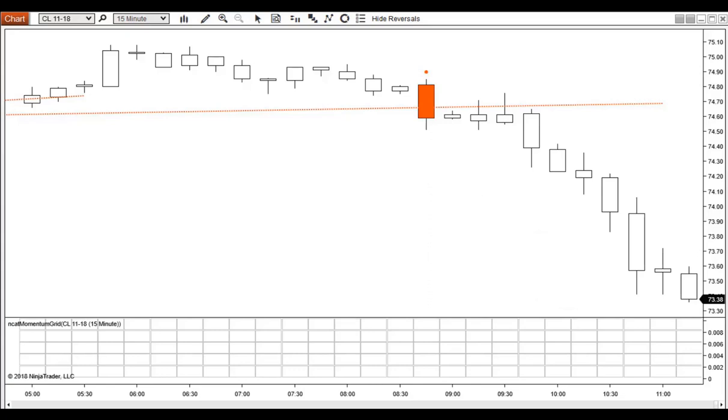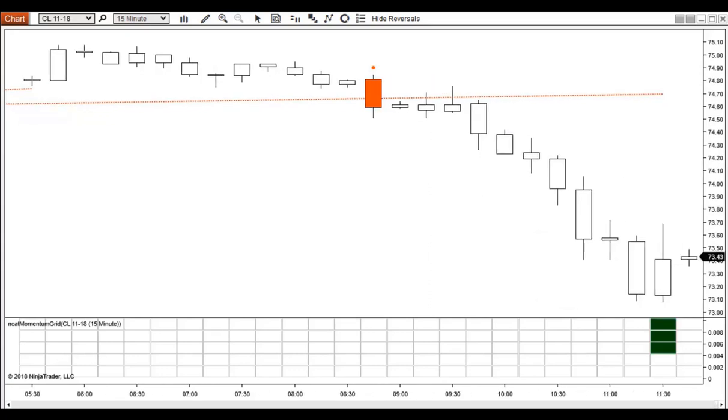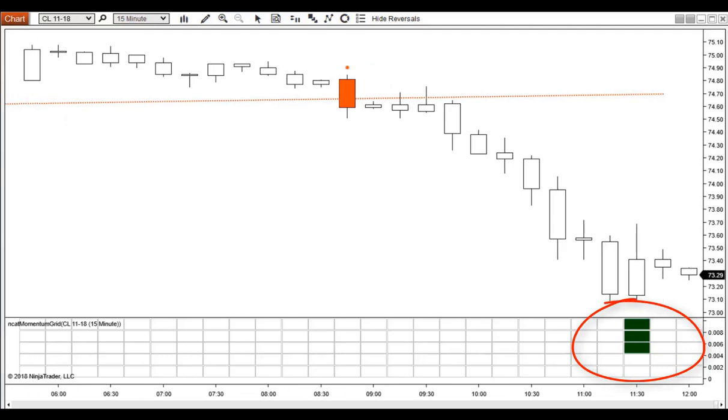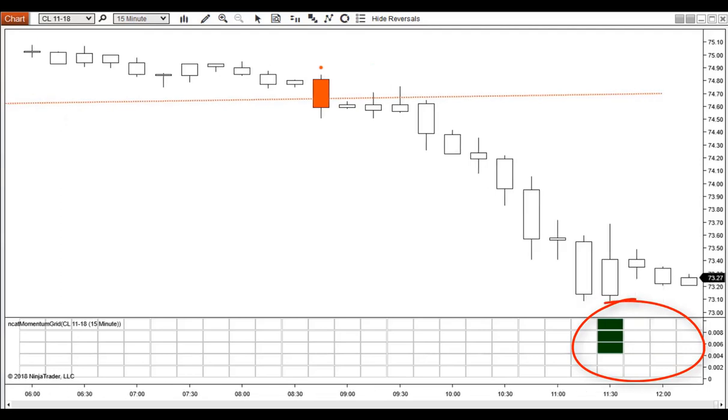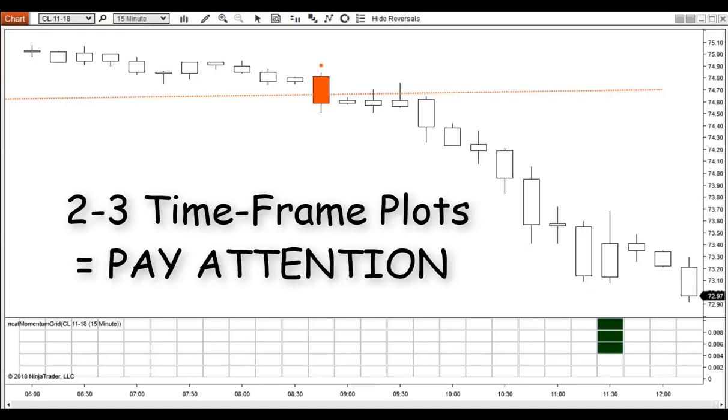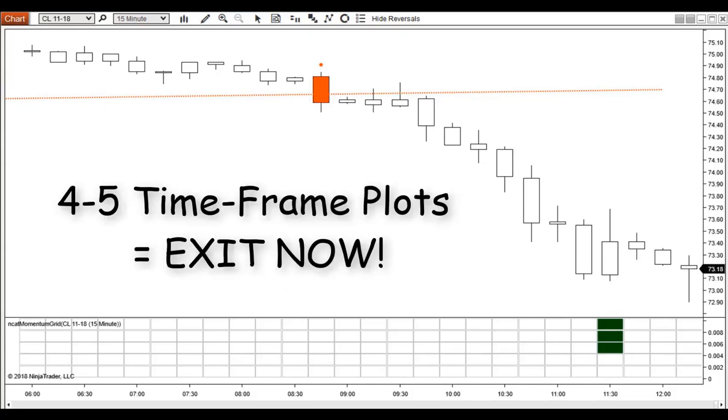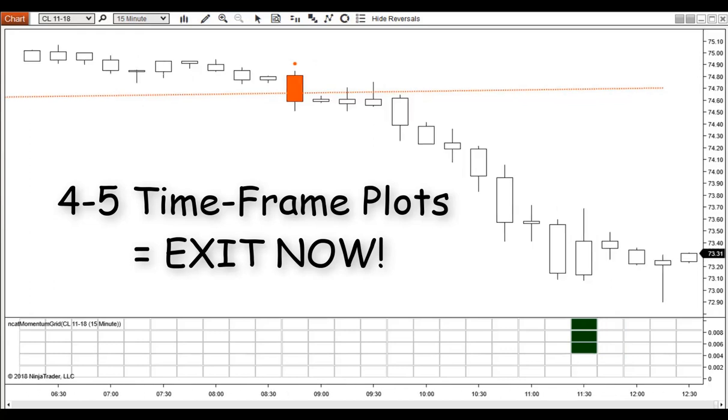Let me speed up the market here a little bit. And here you see the momentum grid has plotted on 3 of the 5 different time frames filled. Now 2 or more time frames or bars mean that the short move might be over and you should either be exiting and taking profits or be very careful. If you see 4 or 5 plots or time frames filled, you should not wait or even think about it. Get out of your trade as it's a safe indication the market will turn.